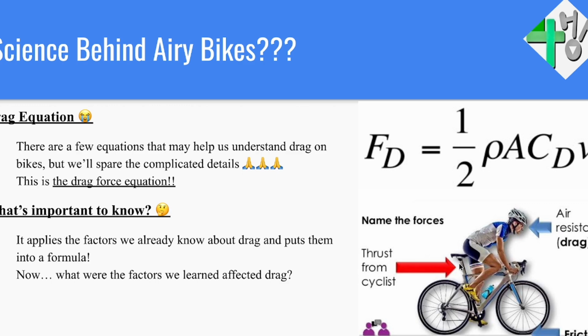Now, usually on physics tests or whatnot, they talk about it without air resistance, but here, in a lot of these cases, air resistance is also a factor when bikes slow down, so that's something to know as well. What's important to know is that it applies the factors that we already know about drag and puts them into a formula. We did talk about types of drag, but now we're talking about the actual juice of it, the actual fruits and juice of the equation itself. So now, what were the factors we learned?